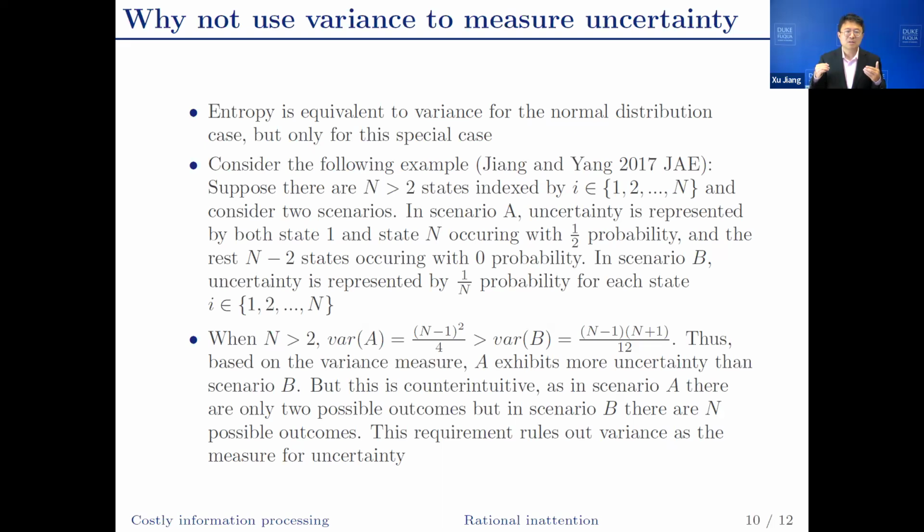But if you think about that from an intuitive sense, you would think that scenario A has less uncertainty, because in scenario A, you only have 2 possible outcomes. But in scenario B, there are n possible outcomes. Therefore, this counterexample rules out variance as the measure for uncertainty. There is a paper by Shannon in 1948 which proves that entropy is the only construct satisfying a series of axioms that Shannon argues intuitively captures the measure of uncertainty.